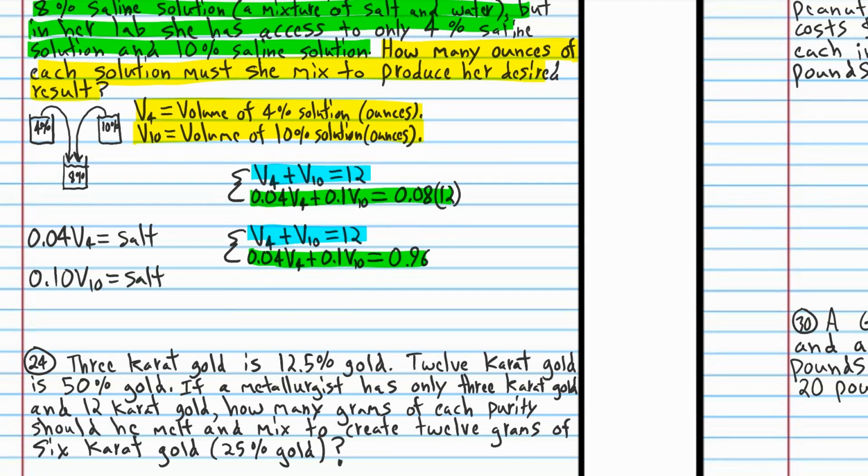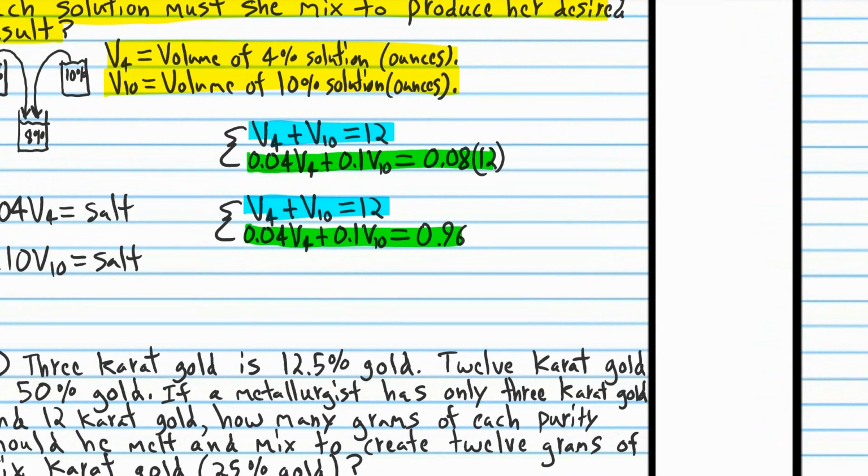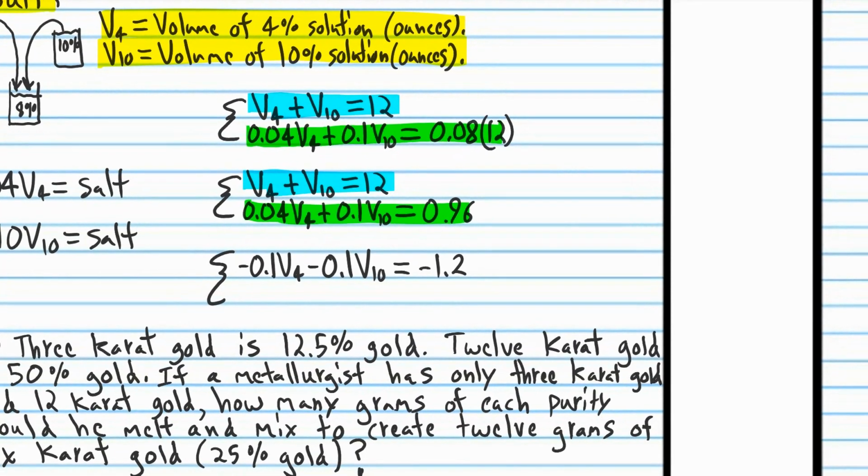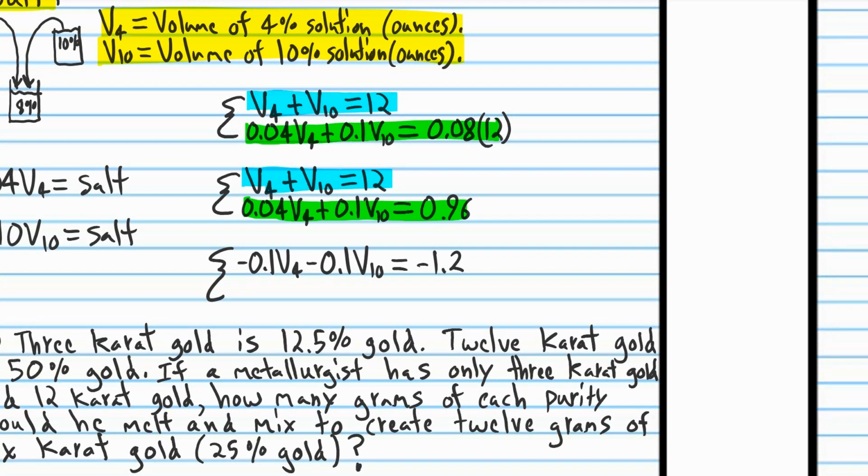All right, so now I'm going to multiply. I think it'll be easier to get rid of V10, so I'm going to multiply the blue equation by negative 0.1, and remember, for 0.10 I don't have to put the 0, I can just put 0.1, and we multiply by 12 and you get negative 1.2. And let's see here, just double checking that seems right, and we're just going to rewrite the bottom equation.